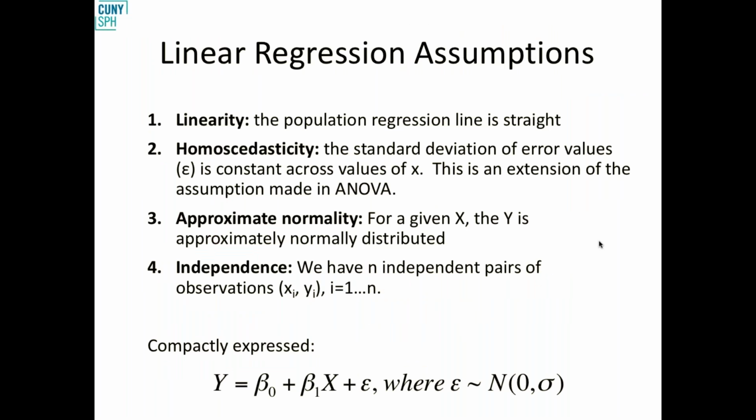Assumptions: linearity, the population regression line is straight. You can have relationships that are not linear. There might be logarithmic, right? As one goes up, it may curve up and accelerate. It may be exponential, right? The relationship between one numerical variable and another numerical variable. It happens all the time.